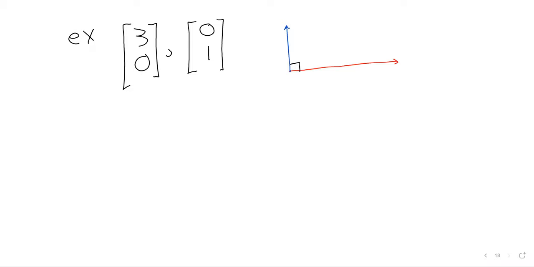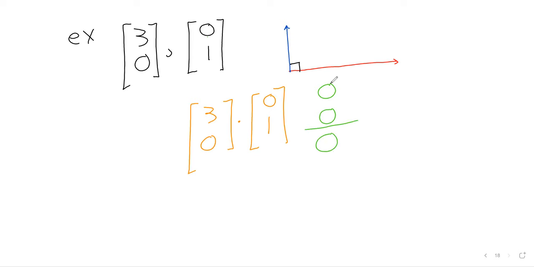And if you compute the dot product of 3, 0 and 0, 1, well, 3 times 0 is 0, 0 times 1 is 0, and 0 plus 0 is 0. These vectors are indeed orthogonal to each other.